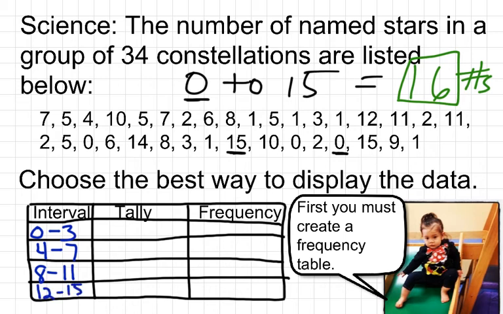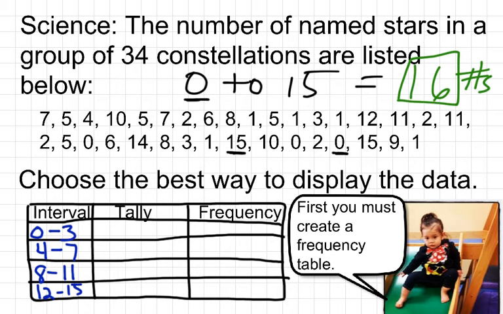Always double check your intervals. Make sure that you're using equal intervals, in other words, intervals of 4 in this case, and make sure that you're not repeating any numbers. Now I'm going to tally how often I see 0 to 3.